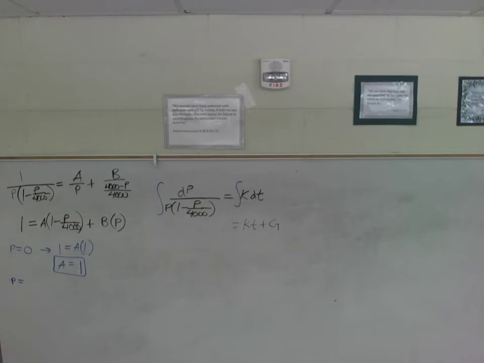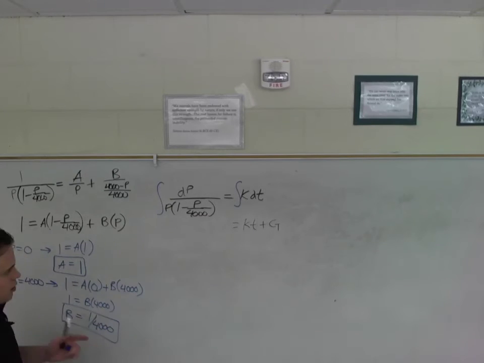Okay, what's another convenient value? That was an easy one to choose. 4,000. Why'd Brenna pick 4,000? Because that makes that fraction go away. That'd be the 1, and then you've got 1 minus 1. Very smart. So we're going to say 1 equals A times 0, plus B times, what's P again? 4,000. So we have 1 equals B times 4,000. So what's the value of B? 1 over 4,000, right? Write it like that.